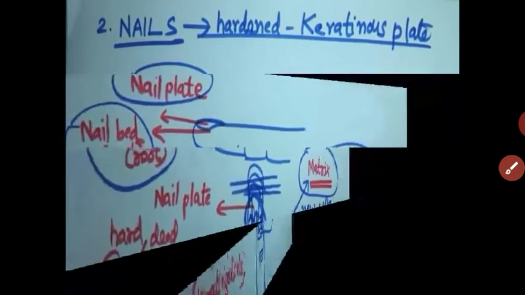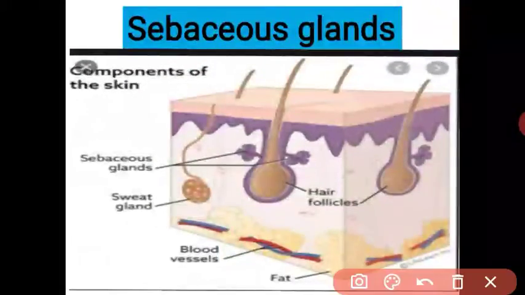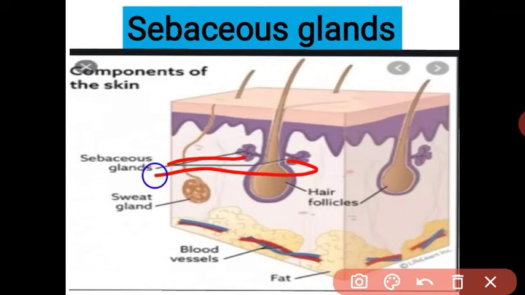Next derivative is the sebaceous gland. See, this is the sebaceous gland. The main function of the sebaceous gland is secretion of oil. It is also called sebum. Got it? And these glands usually open into the hair follicle, which means these glands give out the oil secretion of the hair.